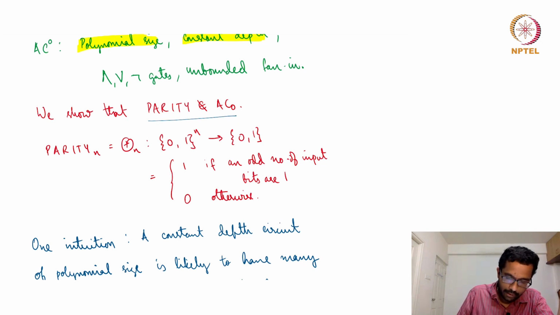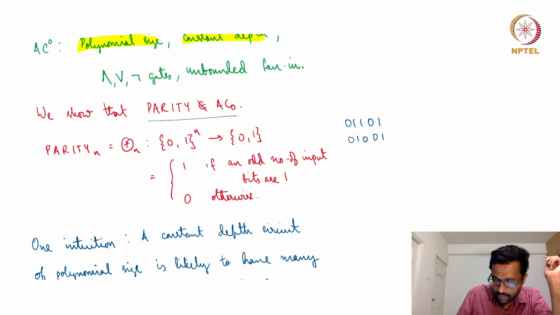Parity of an n-bit string is 1 if and only if an odd number of input bits are 1. So parity of 0, 1, 1, 0, 1 is 1, whereas parity of 1, 0, 1, 0, 0, 1 is 0, because the first one has an odd number of 1s and the second one has an even number. So this is the parity function.